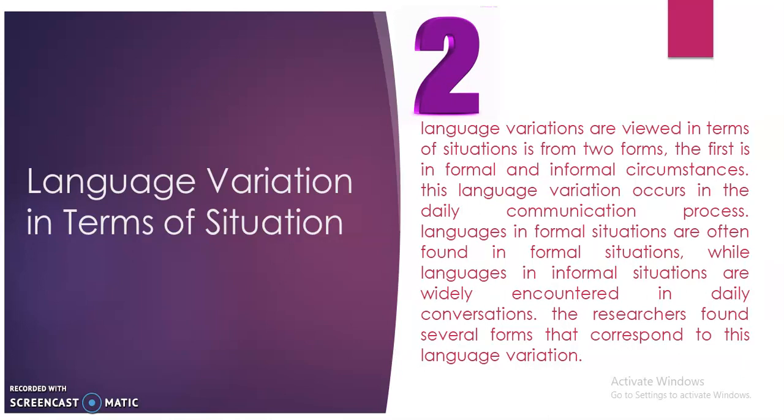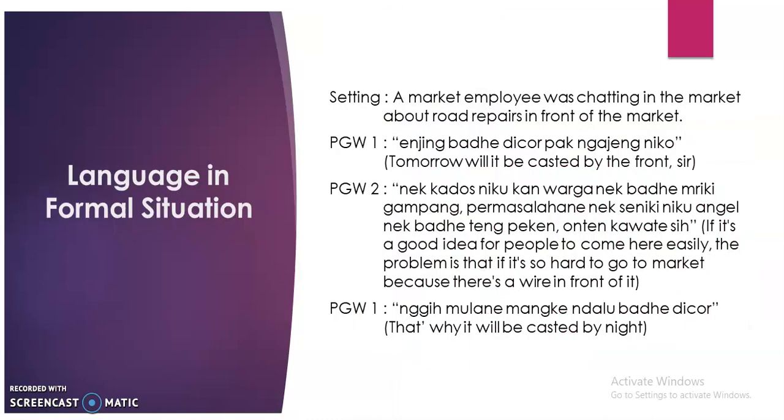And the second result, language variation in terms of situation. Language variation viewed in terms of situation is from two forms. The first is formal and informal circumstance. Okay. We use formal language in situations that are serious or that involve people we don't know well or older people.